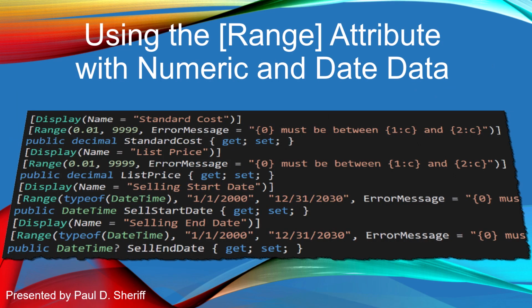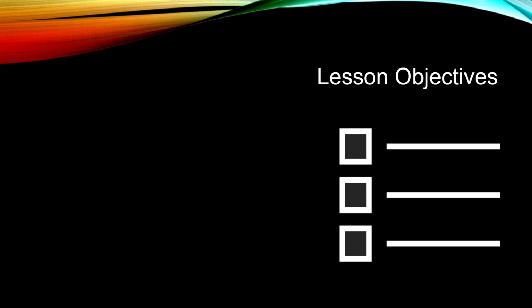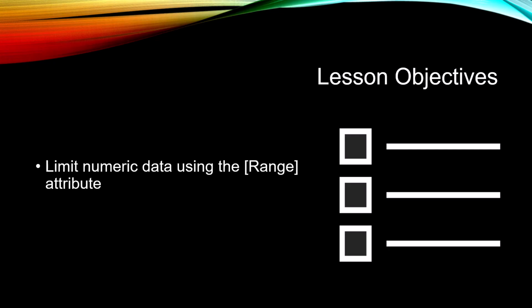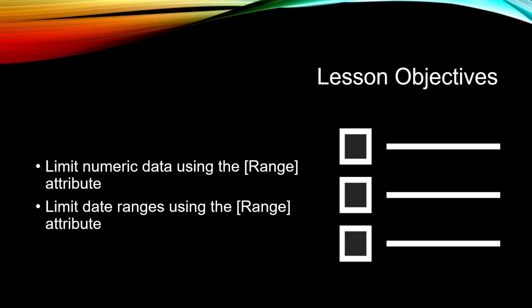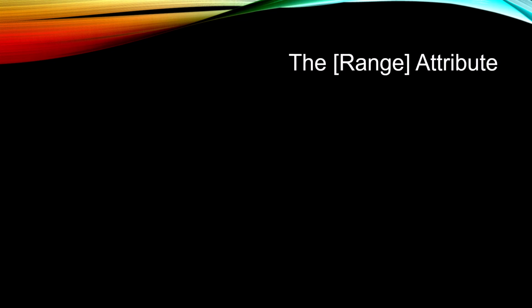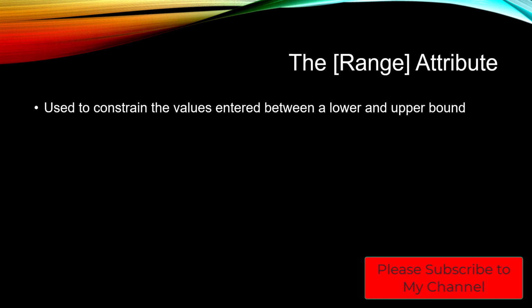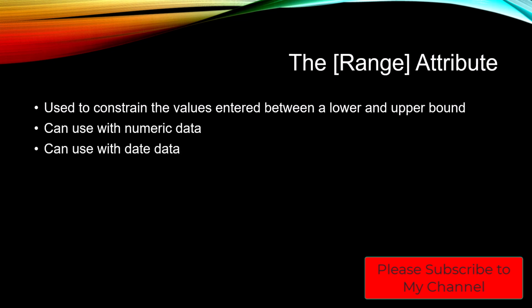This lesson is using the range attribute with numeric and date data. The objectives for this lesson are to limit numeric data using the range attribute and limit date ranges using the range attribute. The range attribute is used to constrain the values entered between a lower and an upper bound, and you can use it with numeric data or with date data.